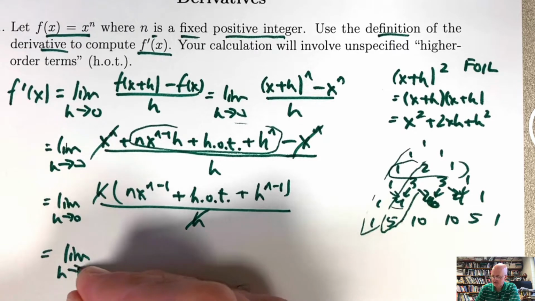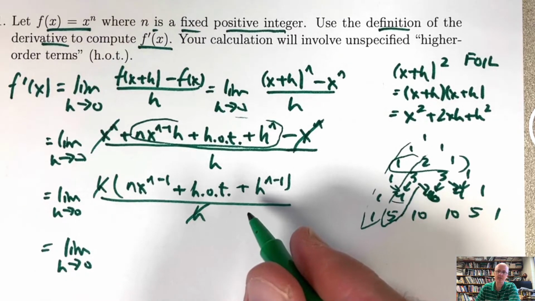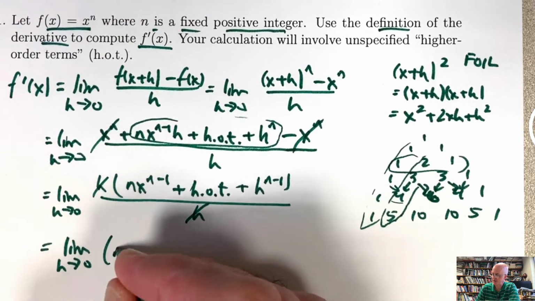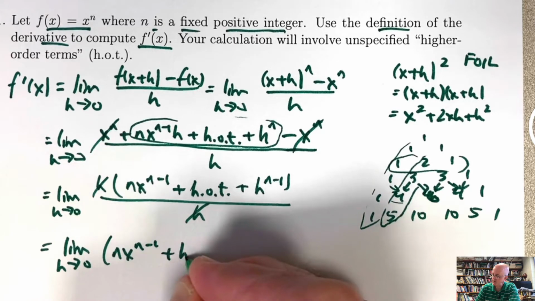I can divide out those h's. Why is that justified? Effectively because in the definition of a limit, it really truly does not matter that the graph has a hole in it. It doesn't matter that the function's undefined at h equals 0. If the limit of the simplified function exists, then the limit of the more complicated function will exist and they will be equal to each other.